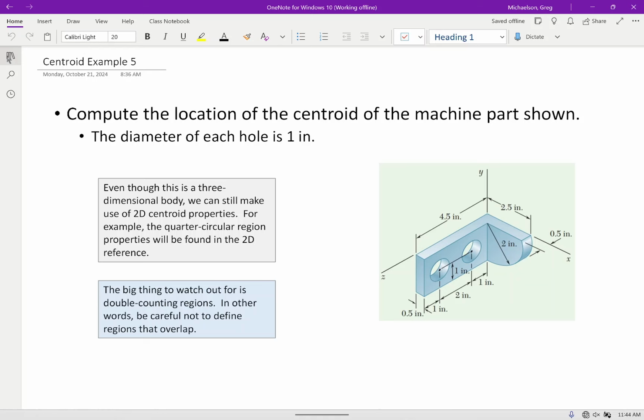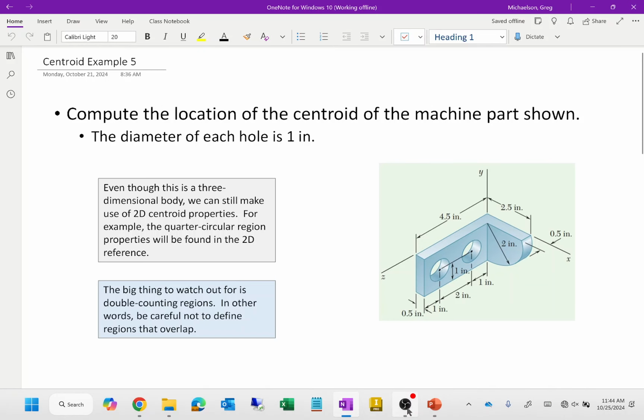Then what we'll do is we're going to take a step back away from centroids. We're going to look at something called a moment of inertia. And the reason for that is because the algorithm to compute a moment of inertia uses centroids, and you'll be doing that a lot later in your engineering careers as well. Okay, that's all I got, everybody. I will see you.